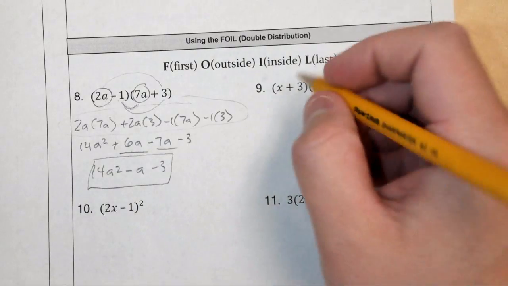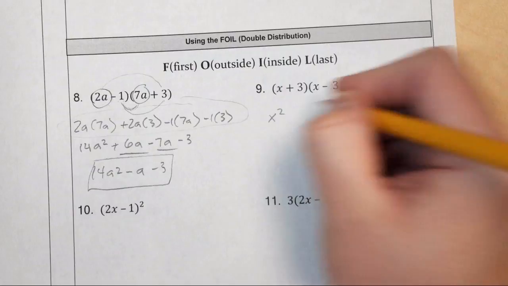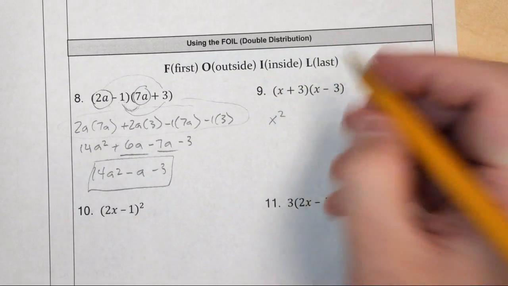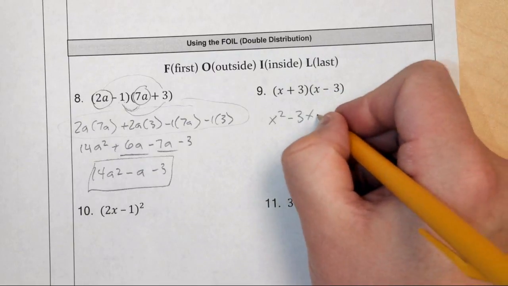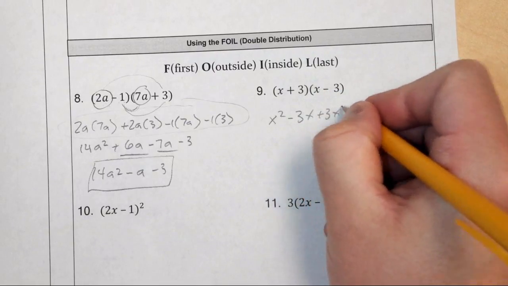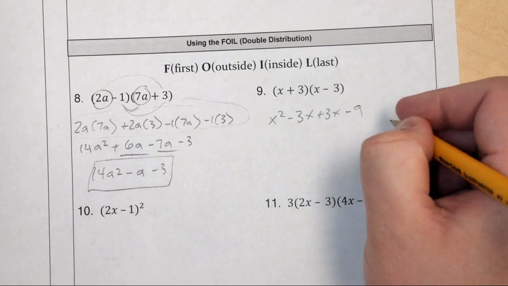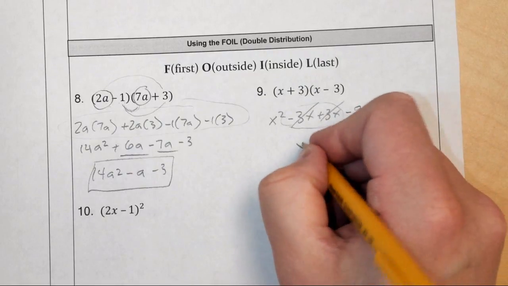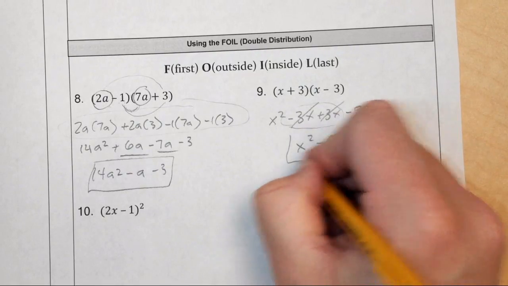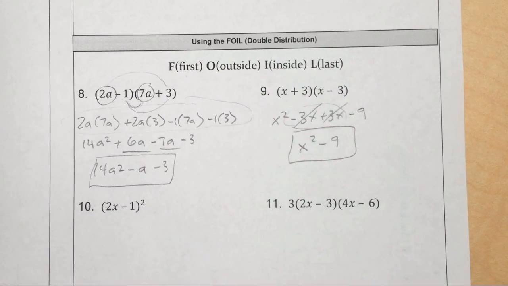So anyway, over here I'm going to multiply the first term by the first term, and I get x squared. First term by the second term, get negative 3x. Second term by the first term, get plus 3x. And then the last term by the last term, I get negative 9. And if I combine like terms here, you notice that these are opposites, so they cancel out. So x squared minus 9 is my answer. Moving on to another example here.